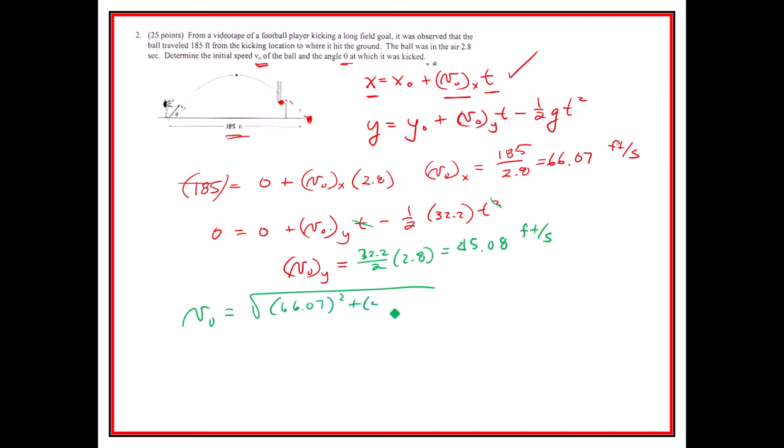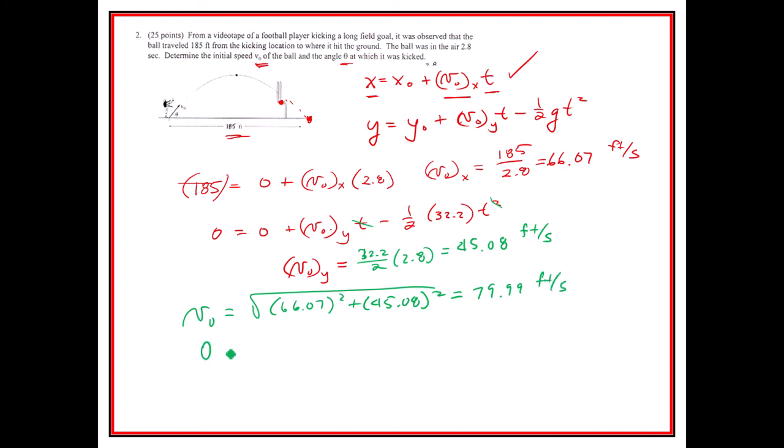So V0 is going to be the square root of 66.07 squared plus 45.08 squared, and I get 79.999999999 probably, because it probably turned out to be 80.